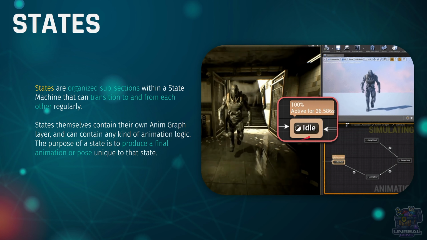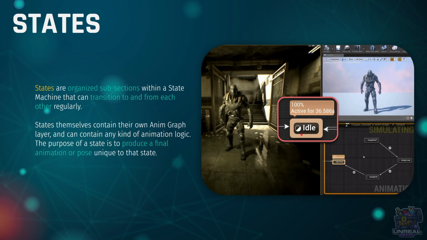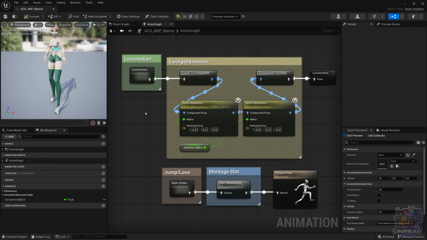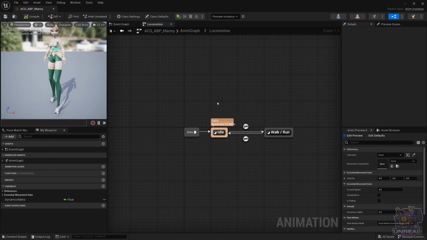The purpose of one state is going to be to output a final animation or pose that is then going to be the output of the state machine. Okay, so let's now take a look at a simple state machine like the locomotion one, and there we are going to see what's inside the states. You can see that the states are highlighted in orange and are those idle and walk and run.